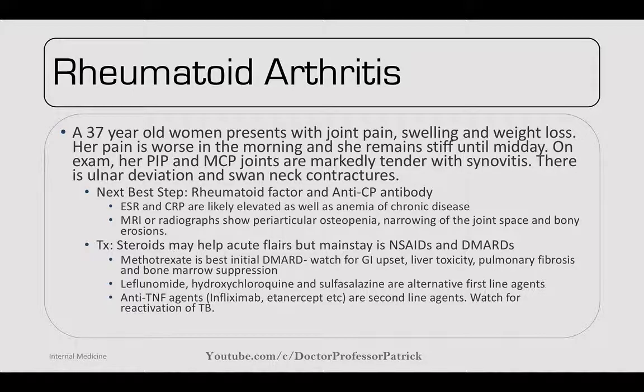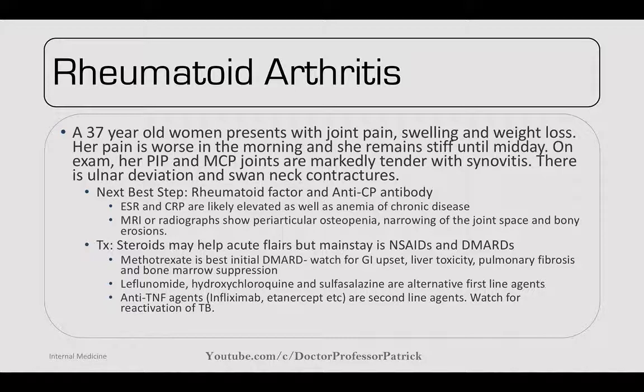Moving into RA, or rheumatoid arthritis, a 37-year-old woman presents with joint pain, swelling, and weight loss. Her pain is worse in the morning, and she remains stiff until about midday. On exam, her PIP and MCP joints are markedly tender with synovitis. There's ulnar deviation and swan neck contractures. The next best step would be to order a rheumatoid factor and anti-CCP antibody. ESR and CRP are likely elevated, as well as anemia of chronic disease. You can do MRIs or radiographs to show the periarticular osteopenia, narrowing of the joint space, and bony erosions.